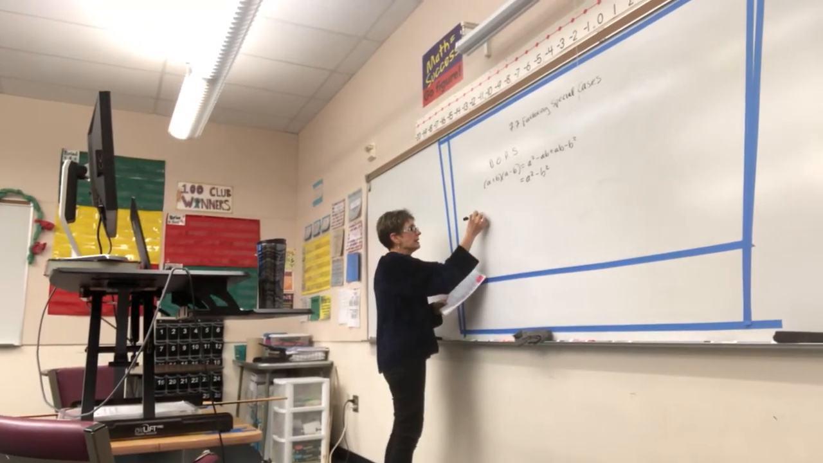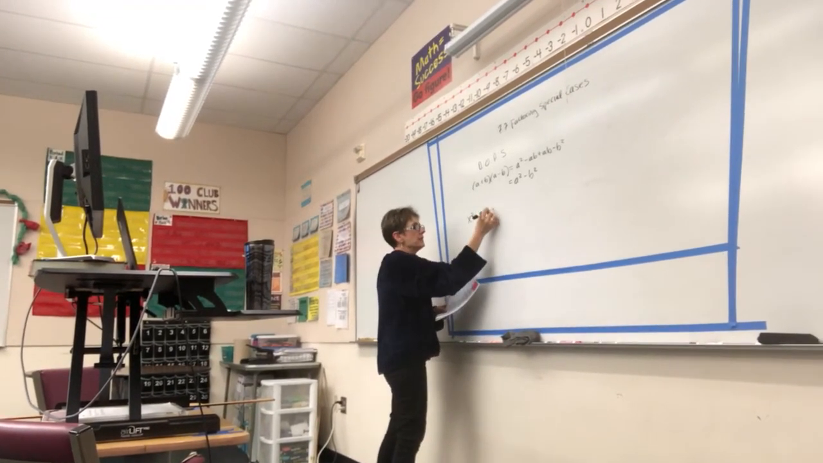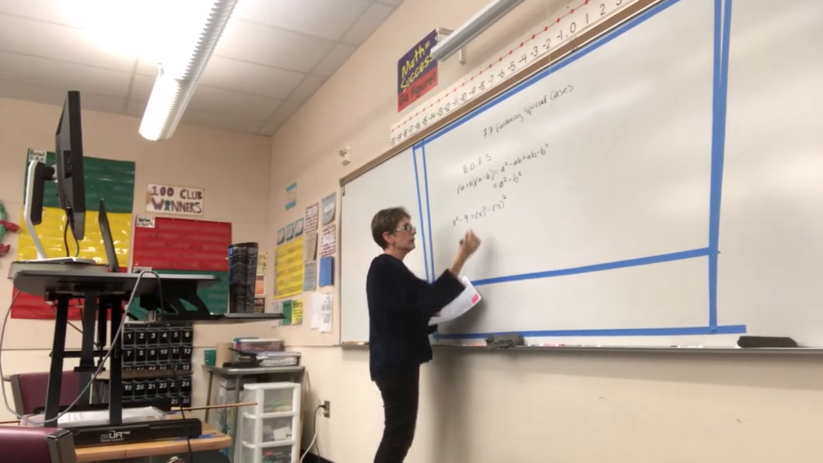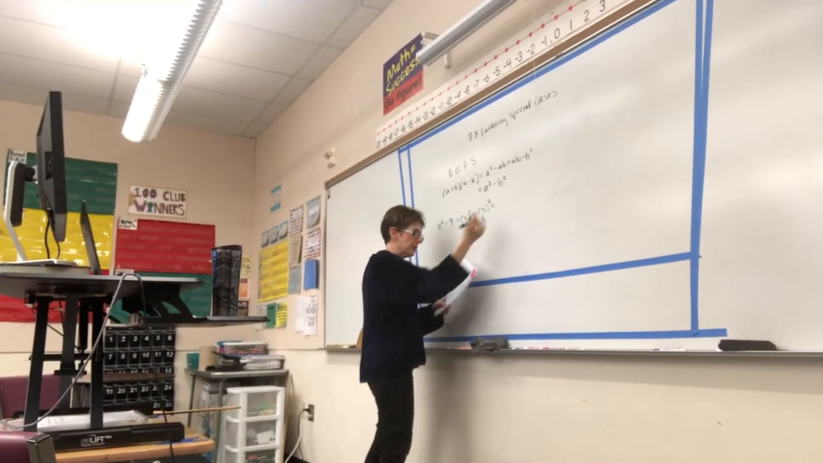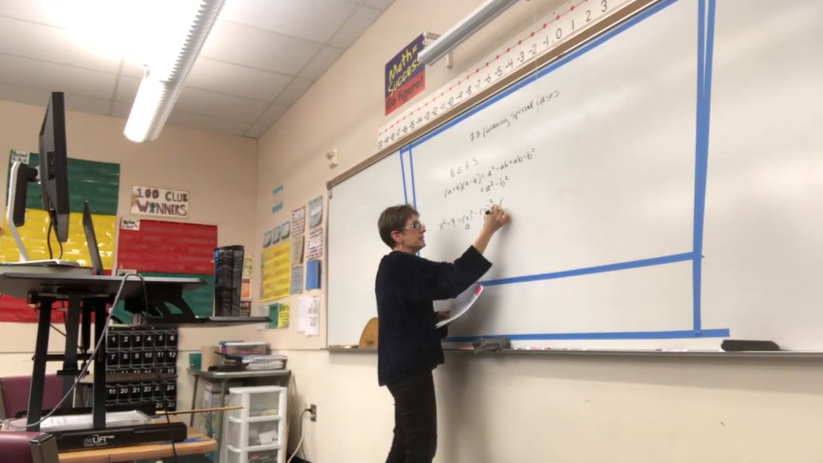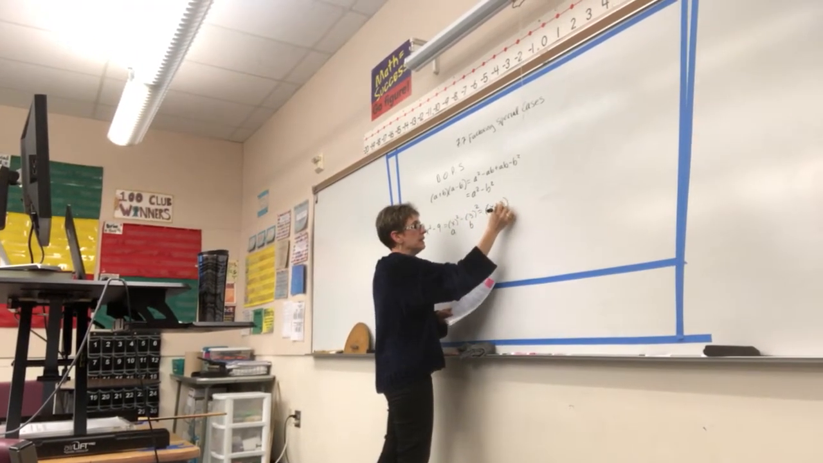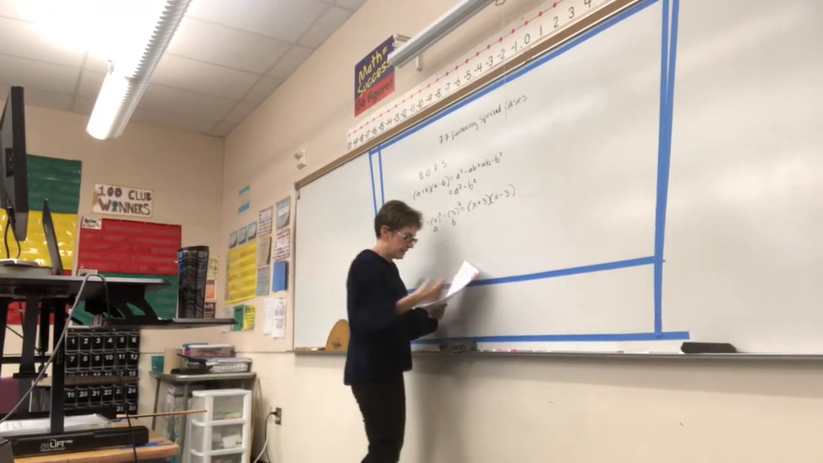Let's look at x squared minus 9. I know that this is x squared minus 3 squared, so my a is x and my b is 3, which means I can write this as a plus b, which would be x plus 3, times a minus b, or x minus 3.